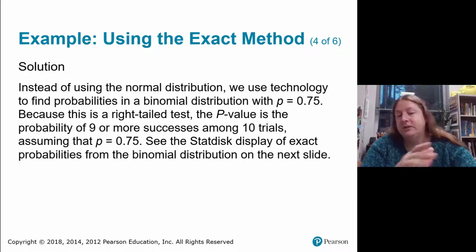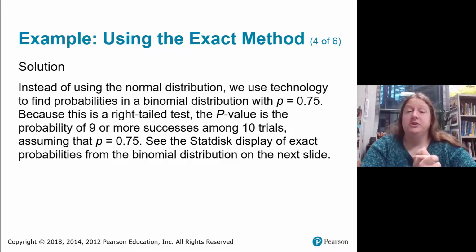So instead of using our normal distribution, since we can't use our normal distribution, we're going to use technology to find the probabilities in a binomial distribution with p equals 0.75. And because it's a right-tail test, we're looking for the probability of 9 or more successes among 10 trials, assuming that p equals 0.75. Now remember, your binomial distribution table allows you to find these things. But again, it's a pain, so we need technology to do this, and what we're going to be focusing on is reading our technology output.